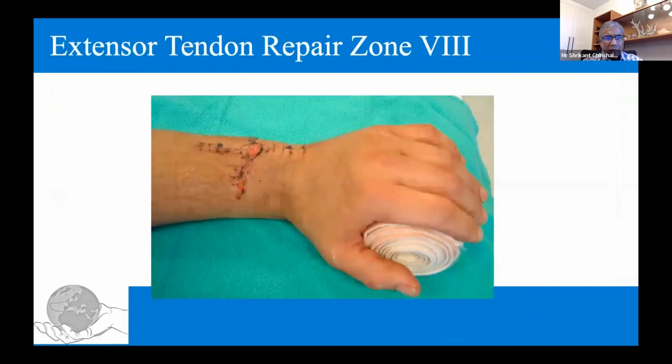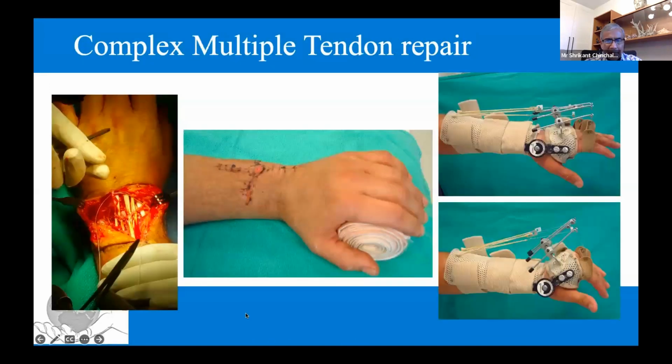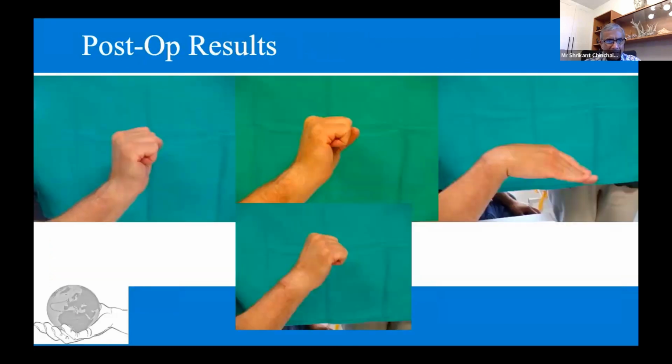So this is zone 8, just proximal to the extensor retinaculum, multiple tendons involved, and then we fabricated the dynamic double reverse Kleinert splint, allowing him to perform isolated flexion of the wrist, isolated flexion of the MCPs and IPs, and these are his results.